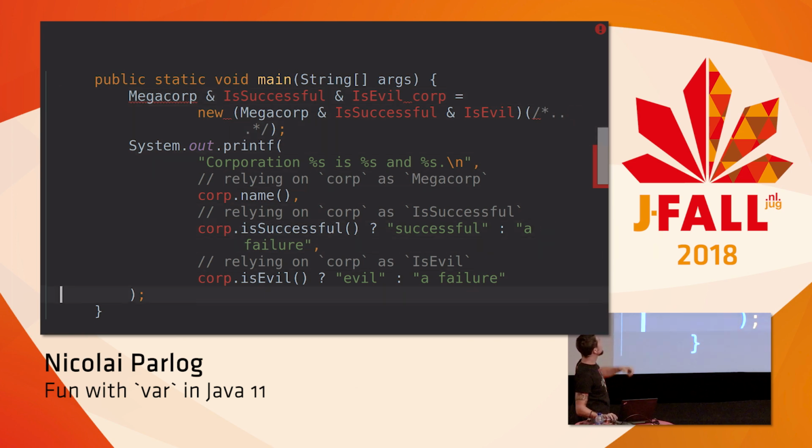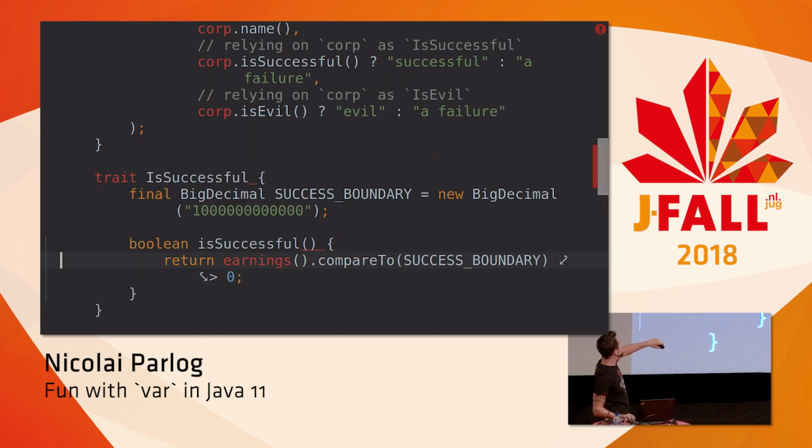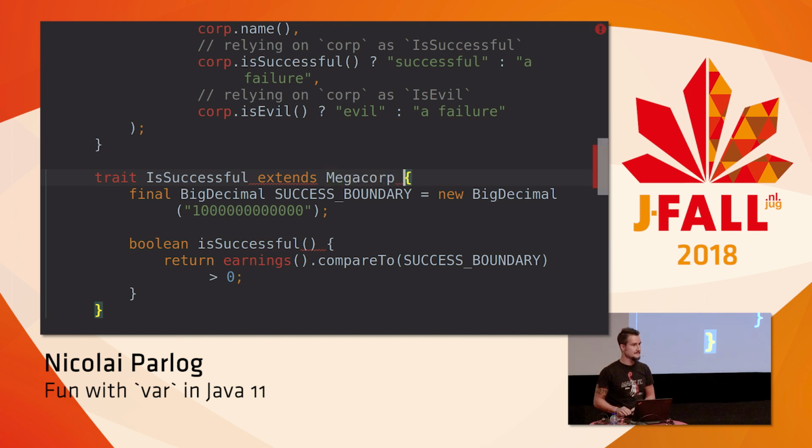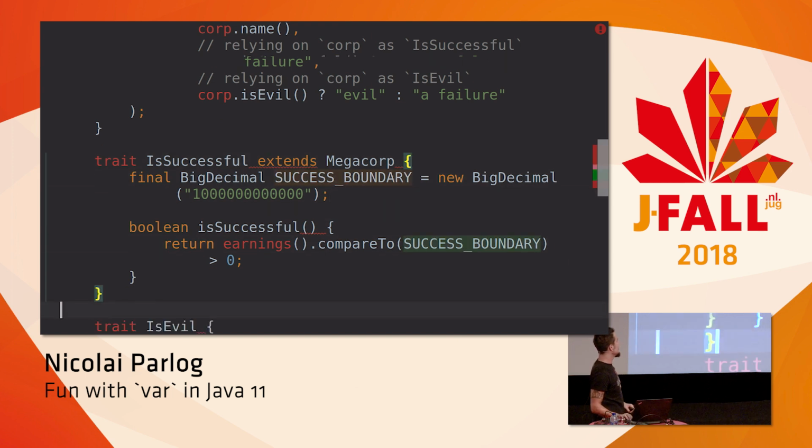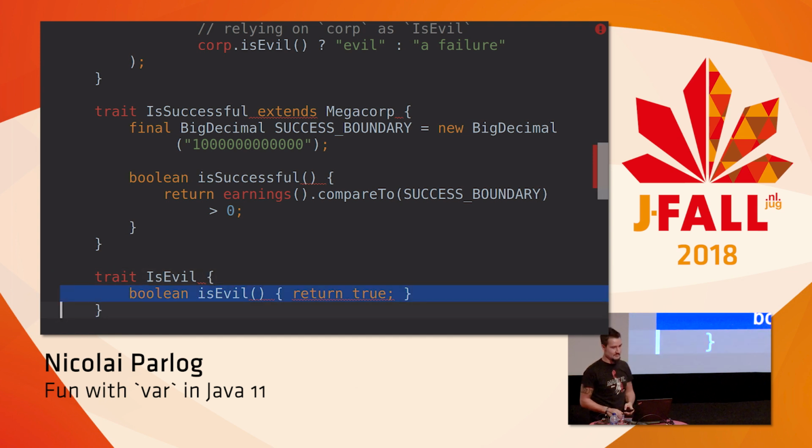So then, ideally, if Java would allow this, how would this look? Trait then could just be, you see where the compiler errors are coming from. Obviously, there is no such thing as trait. So basically, I want to create this is successful thing here. And then is successful is just a method that checks the earnings on megacorp. Extends megacorp. Earnings is a method on megacorp. So is successful just takes existing functionality and adds a little bit extra. Then we also have is evil, which is even simpler, because all megacorps are evil. So there you go. We just want to put that in on the side.